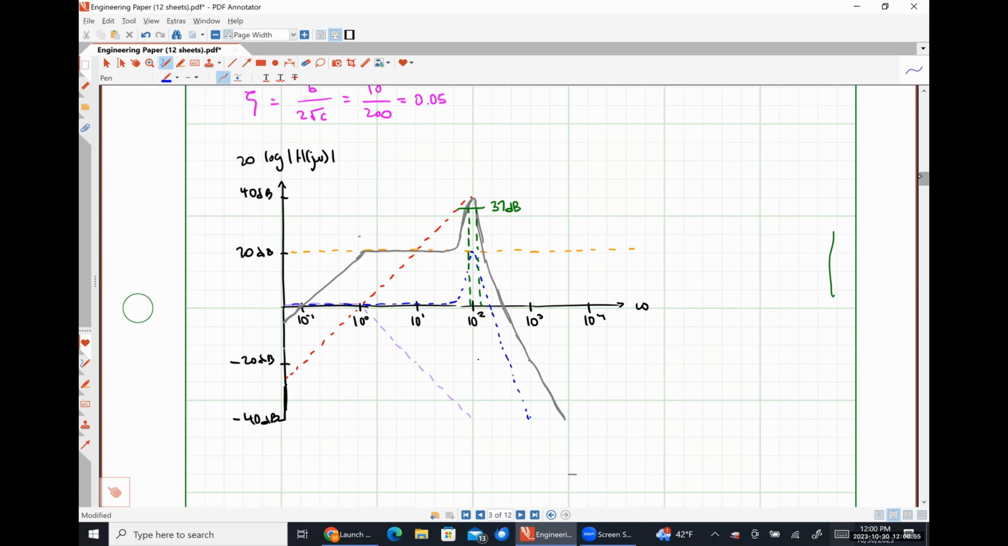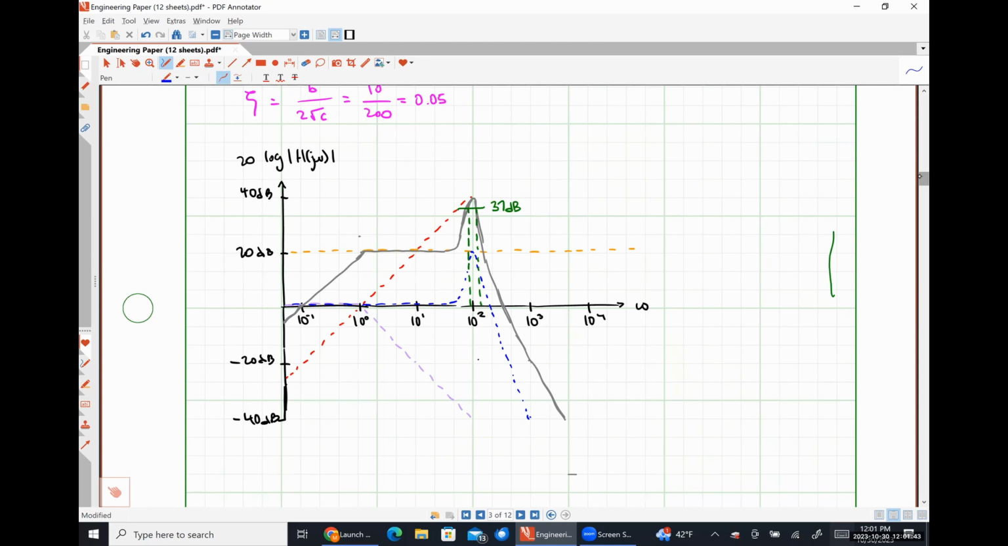So this light purple line is because we had a pole at omega equal to 1, so 0 decibels until we hit omega equal to 1, and then it rolls off. And then the red line is because we have a 0 at omega equal to 0. So we know that it should have a value of 1 at omega equal to 1, which is 10 to the 0. It passes through here at 10 to the 0, and it's increasing at a slope of 20 decibels per decade.